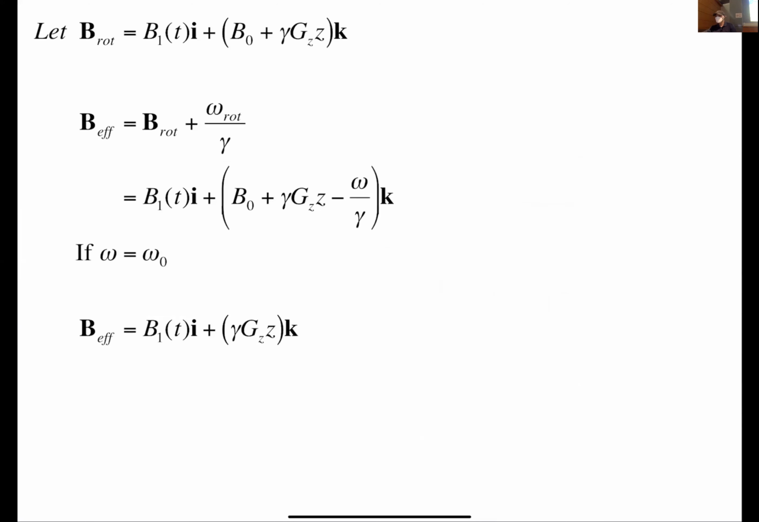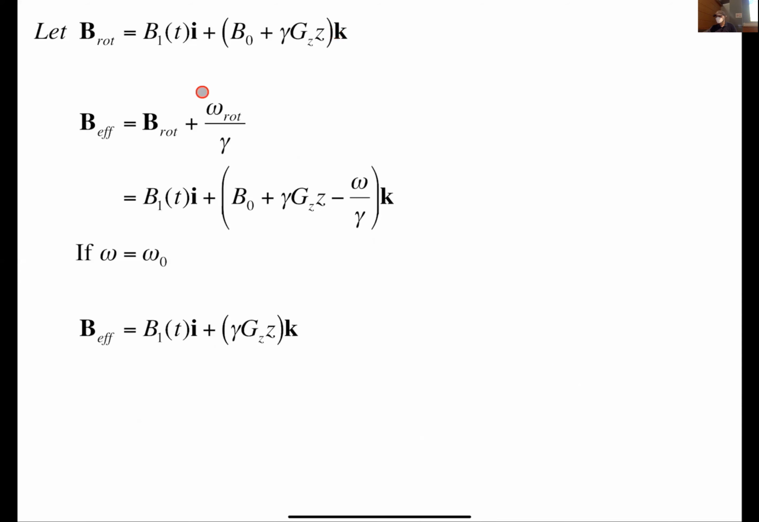The way you do that is we're now going to introduce something called gamma Gz z, which introduces a gradient. This is what we talked about. If we can make spins at different locations have different resonant frequencies, then those spins that don't see the right frequencies are not going to get tipped over.